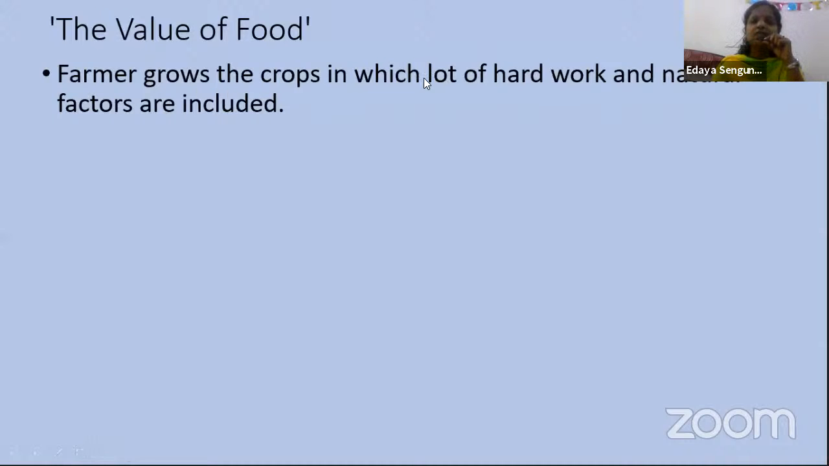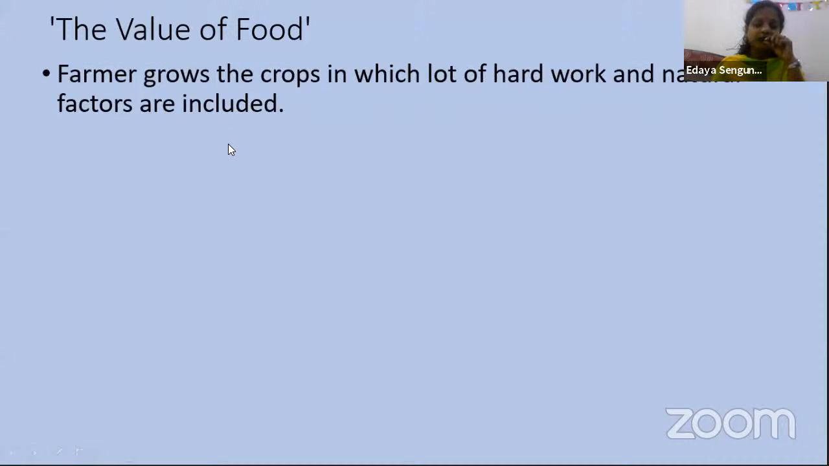Yes. I want to add a few things. Farmers grow the crops in which a lot of hard work and natural factors are included. Why we have to value food means the food, the chapati or the bakri which we have in our plate is not that easy, is it? To cultivate these crops, a lot of hard work of the farmer is there, and even natural factors are included.